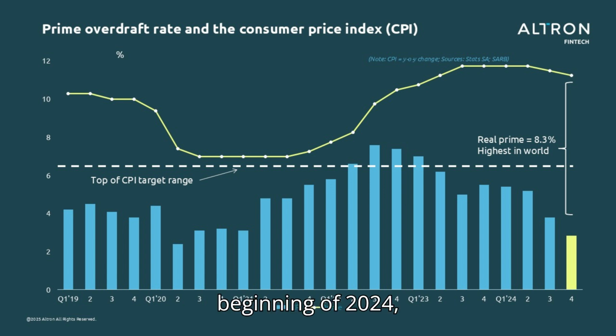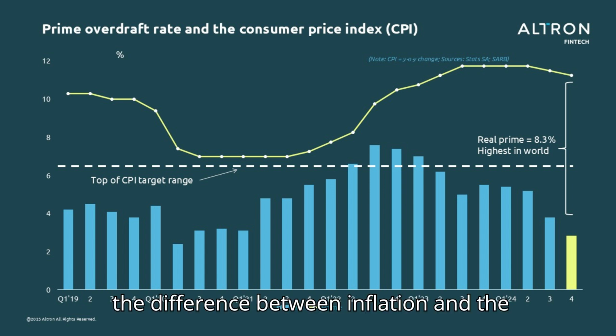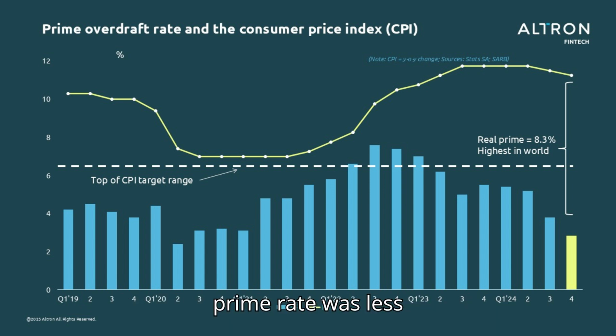At the beginning of 2024, before the rate cuts, the real interest rate, so the difference between inflation and the prime rate, was less than 7%. So our real rate is actually higher.